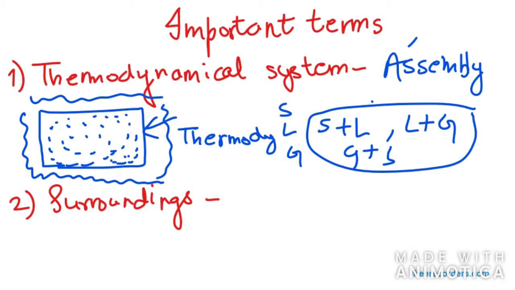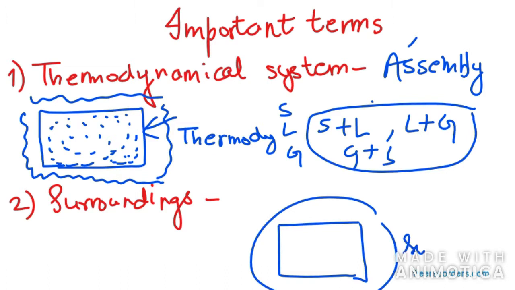So you must remember what a thermodynamical system is. It is an assembly of an extremely large number of particles. It could be in the form of solid, liquid, and gas, and it could be a combination as well. The second topic is surroundings, which I have already discussed. Anything outside the thermodynamical system is known as surroundings, which can have a direct effect on the system.